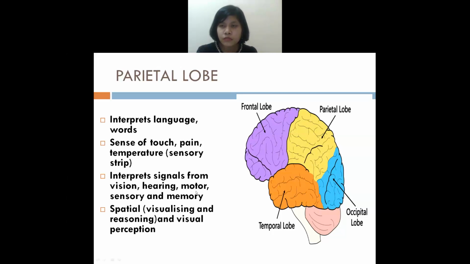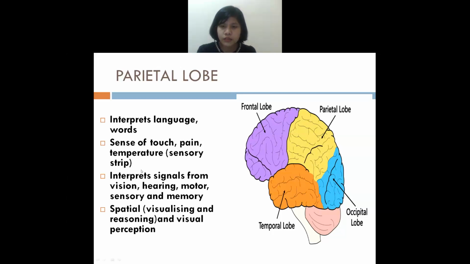Next is hearing. You are also able to hear because of the parietal lobe. Next is motor. Motor means all the physical activities which you do every day. Next is sensory and memory. Same thing, you'll be able to sense something because of the parietal lobe. Next is memory. Memory means you'll be able to memorize something because of the parietal lobe.